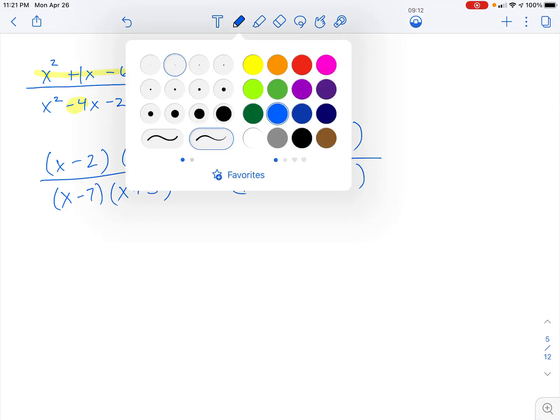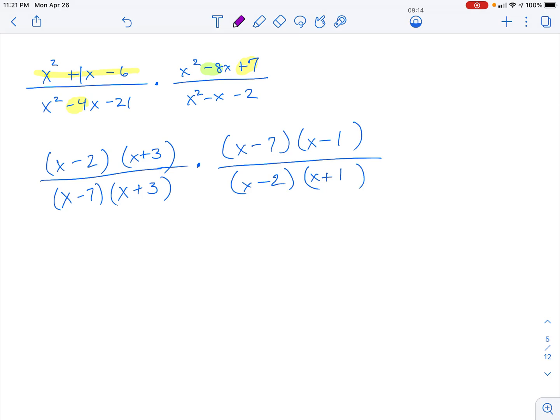All right, let's go to town by canceling some things out here. Let's grab a purple pen now. Okay, I have an x minus 2 and an x minus 2, an x plus 3 and an x plus 3, x minus 7 and an x minus 7. Look how wonderful that is. I got rid of the entire first fraction. The only thing that's left is this right here, and that's going to be your answer, x minus 1 over x plus 1.